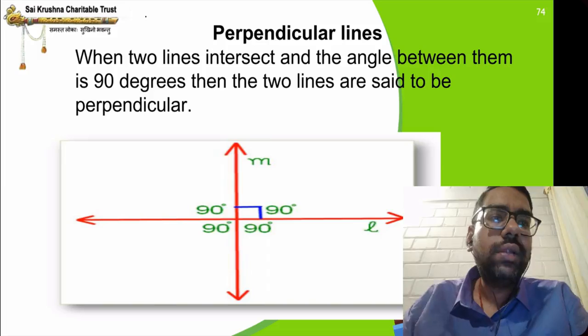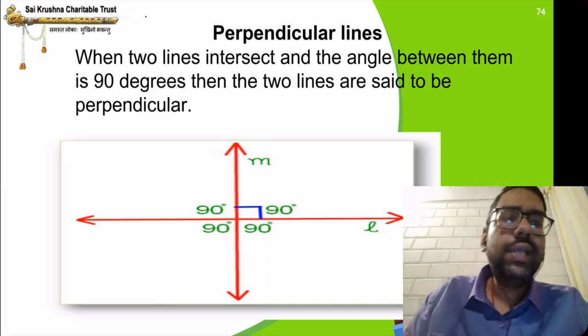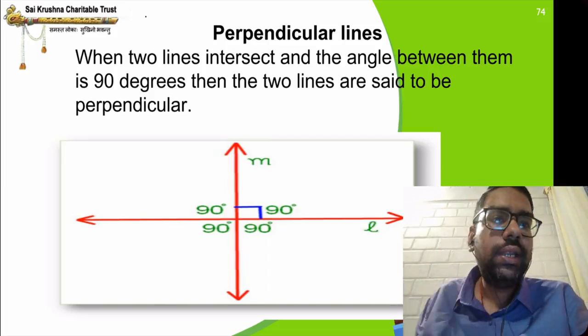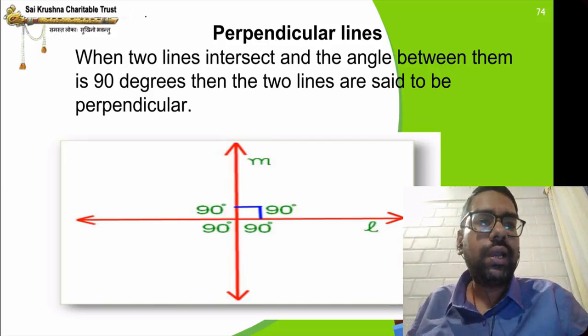Perpendicular lines. What is the meaning of perpendicular? When two lines intersect each other, the angle found between them is 90 degrees. They are said to be perpendicular lines, right?